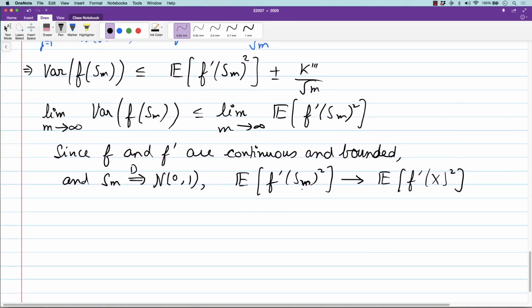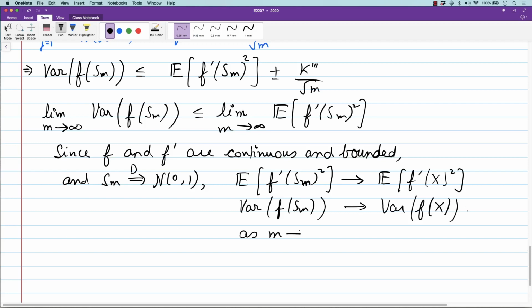So typically we see convergence in distribution as convergence of the law, the probability law, but from the dual representation of that convergence, you can also get it as convergence of expectations for all bounded continuous functions. Okay, and the variance is also an expectation of a continuous function, and therefore the variance of f of sm, because f was continuous, goes to the variance of f of x. So both these convergences happen as m goes to infinity.